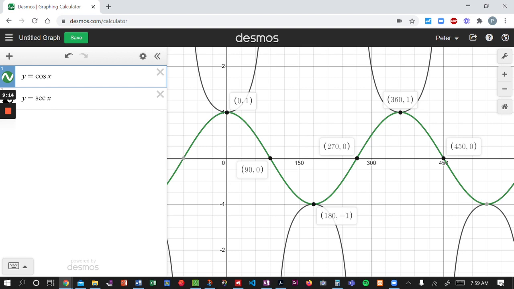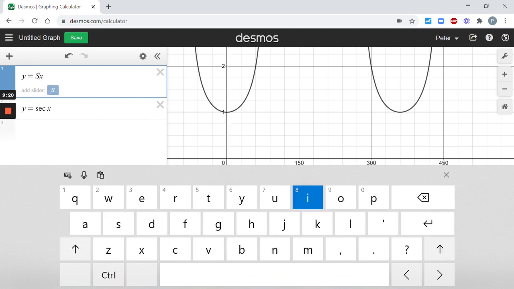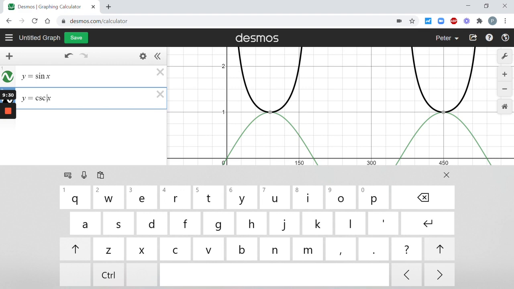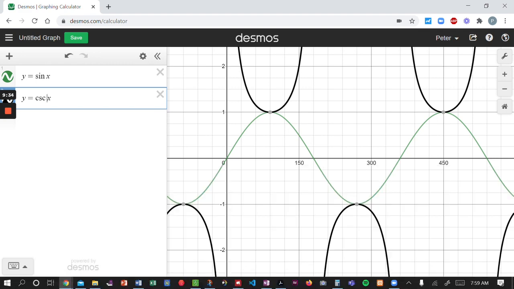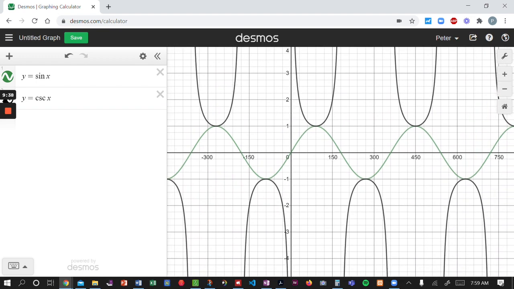Okay, and if you change these to sine and cosecant, you'll notice it's exactly the same thing. It'll be one over the other. So sine, and then when I change this to cosecant, you'll see it's going to meet up right on the tips of the sine wave, or the sine curve. Okay. All right. So that's what secant and cosecant look like.